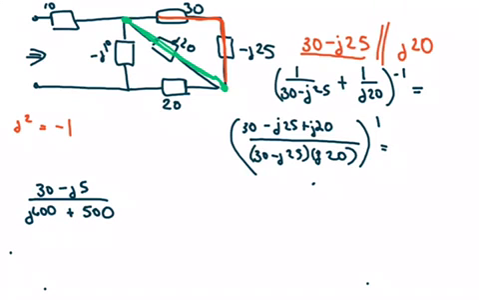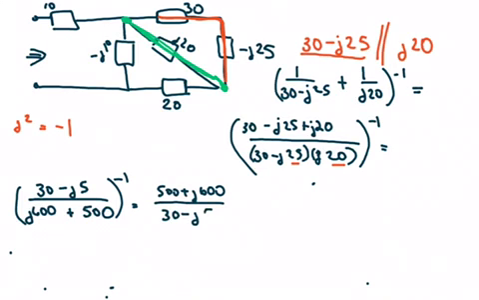Okay, remember that J squared equals negative 1. So when I multiply 25 times 20, it is multiplied times J squared. So that's why the negative 25J and 20J term ends up being positive. Okay, so I want to take the inverse of this. So I end up with 500 plus J600 over 30 minus J5.